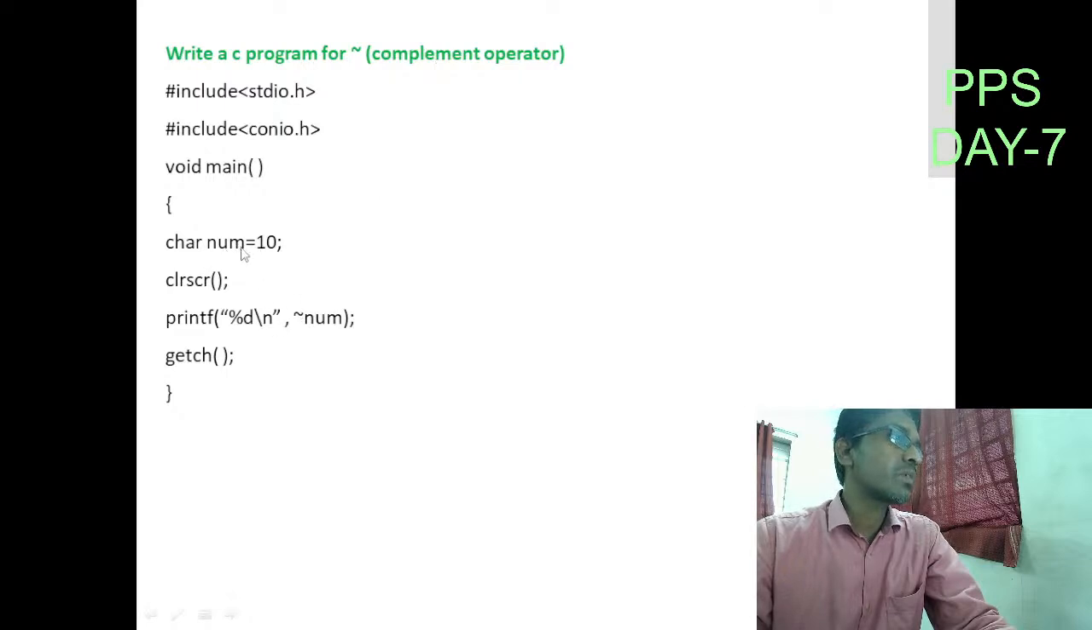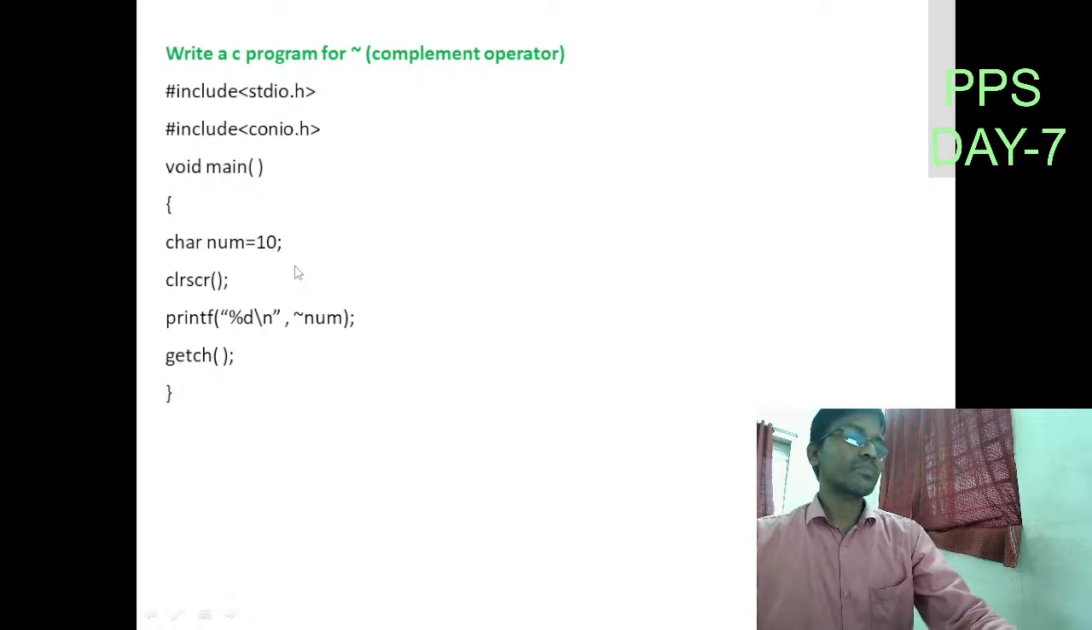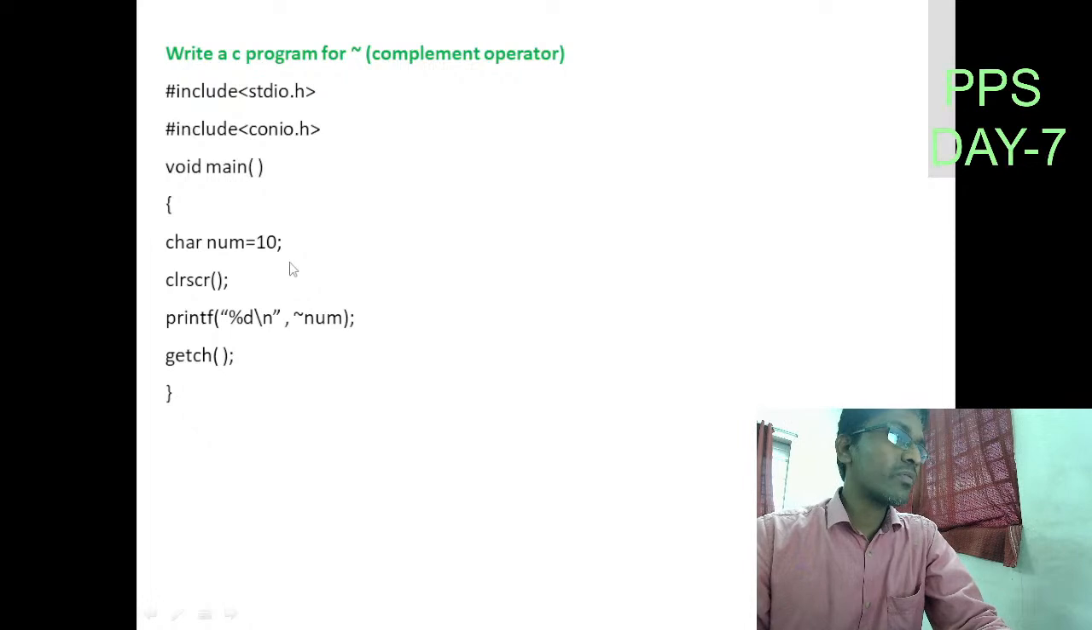So here I am going to declare a number equal to 10. I am going to assign number equal to 10. So this is a digit number. If you want to find out the complement of 10, then first of all you need to convert this digit into binary form.